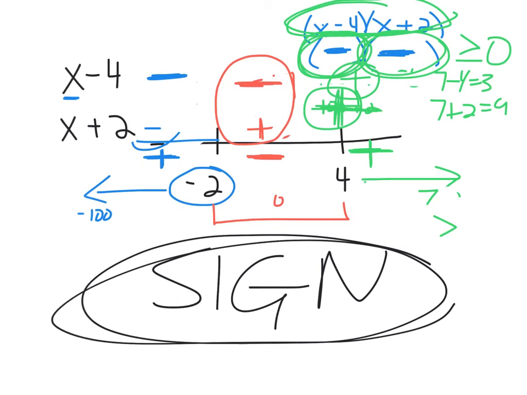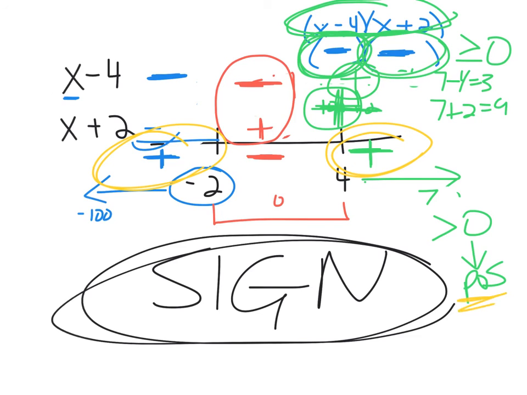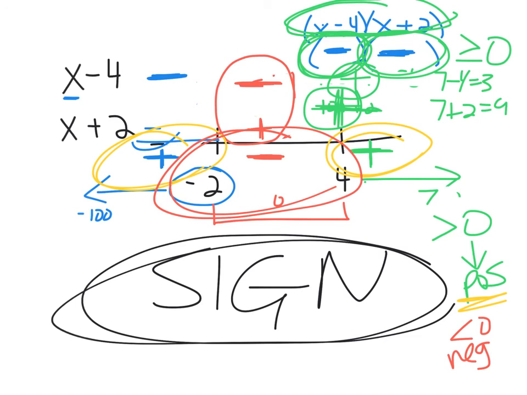Because if I'm dealing with something greater than 0, I'm talking about positive numbers, so I'm talking about these two places. If I say less than 0, I'm talking about negative numbers, which is going to happen in the in-between interval. And we'll talk about some other patterns that happen with this that will make these sign charts go really, really fast. But we'll talk about that next class.